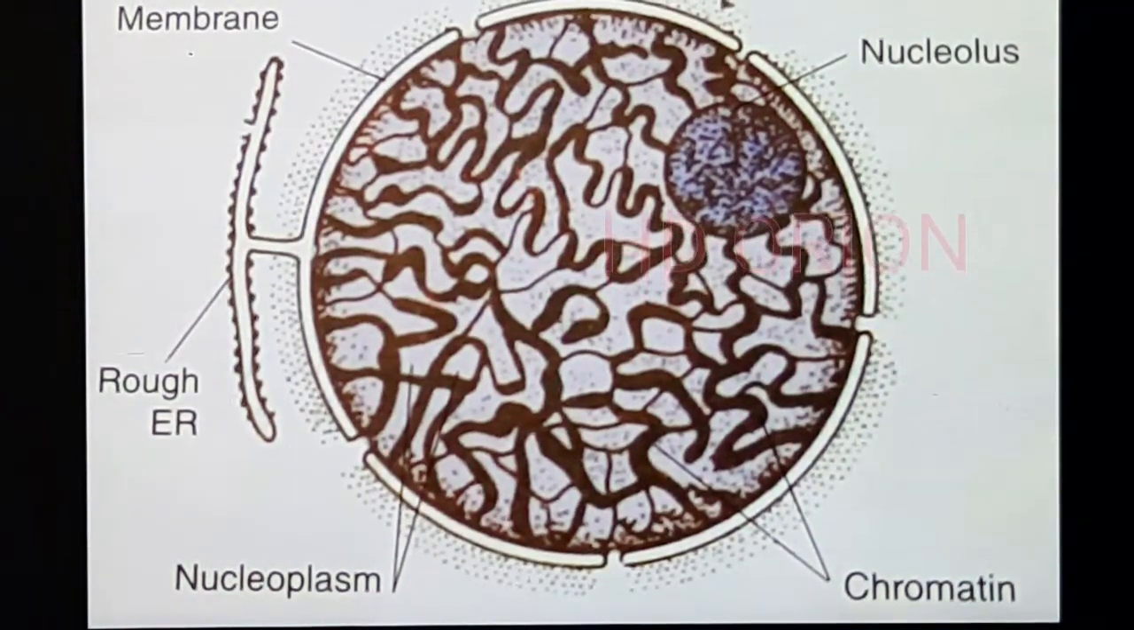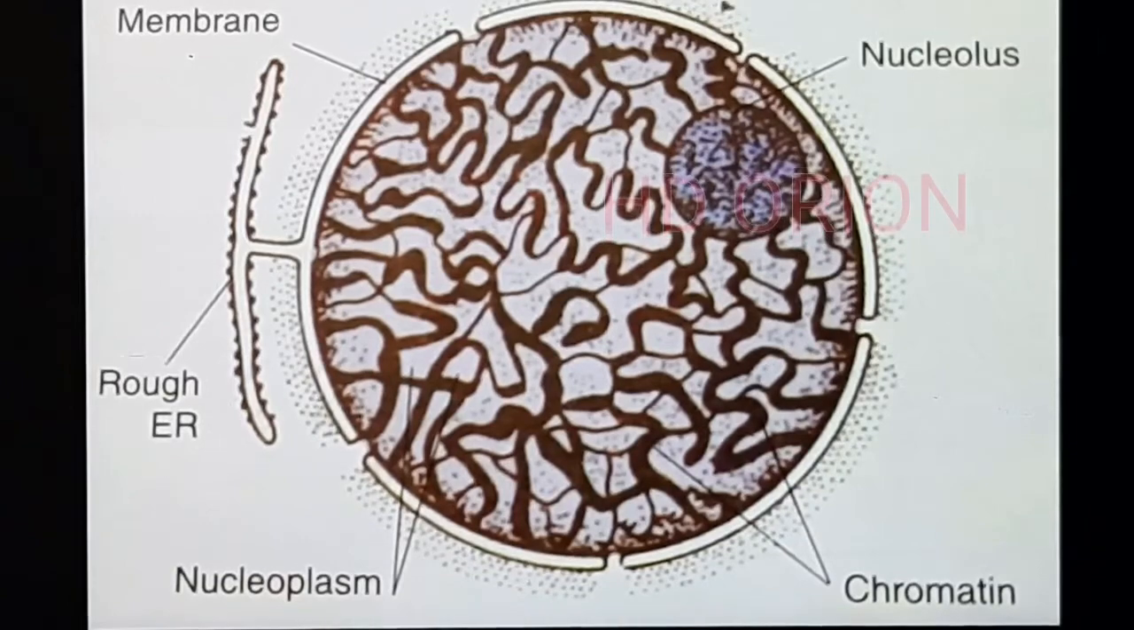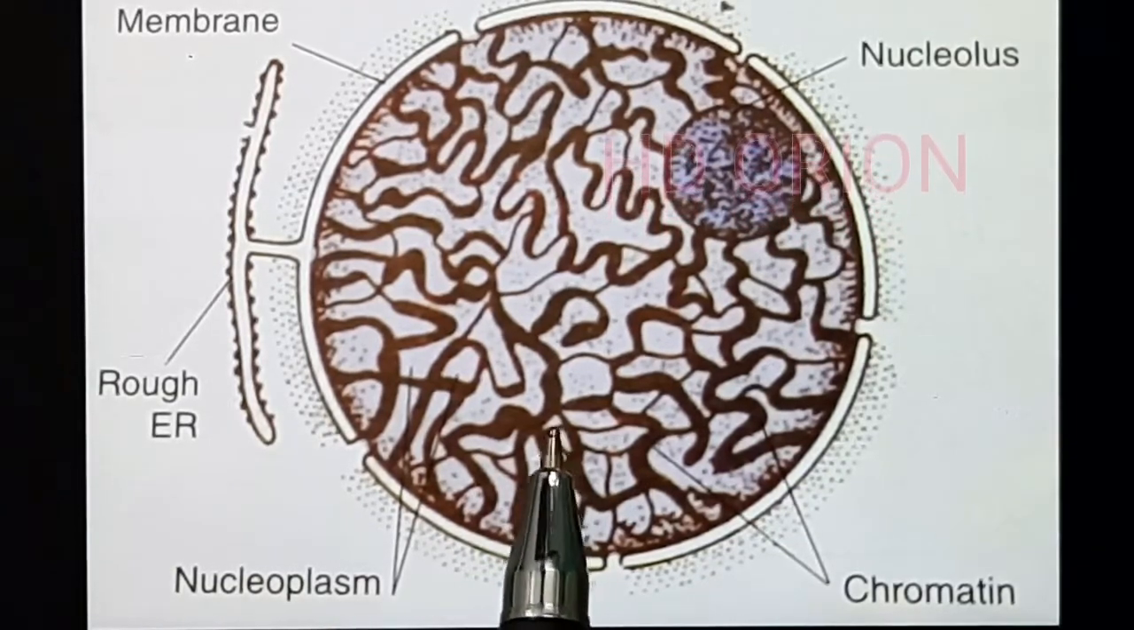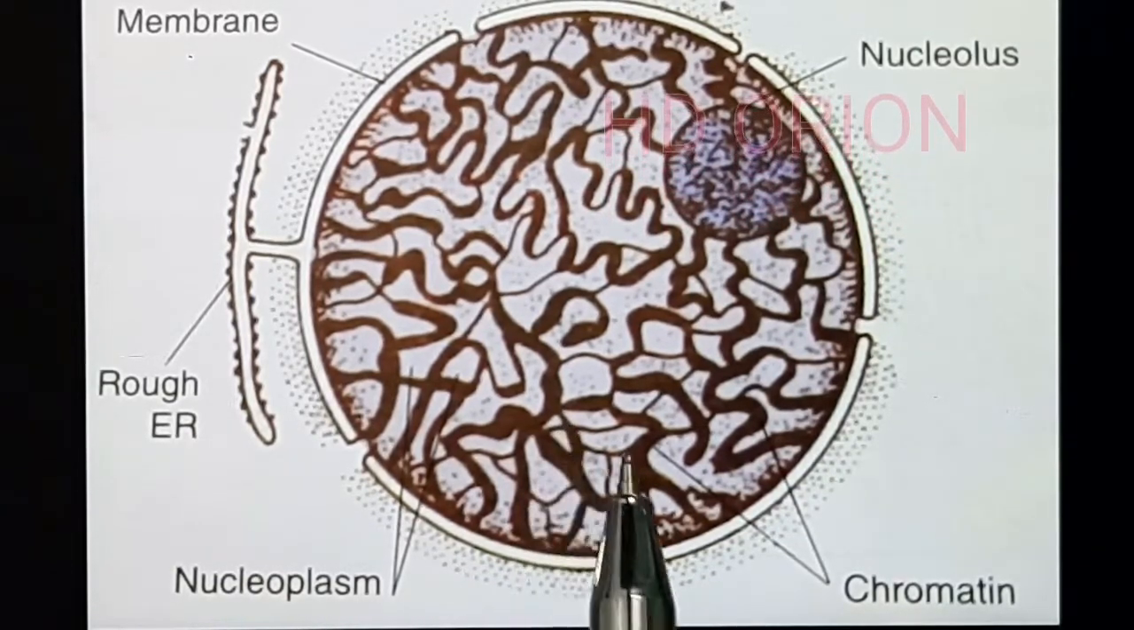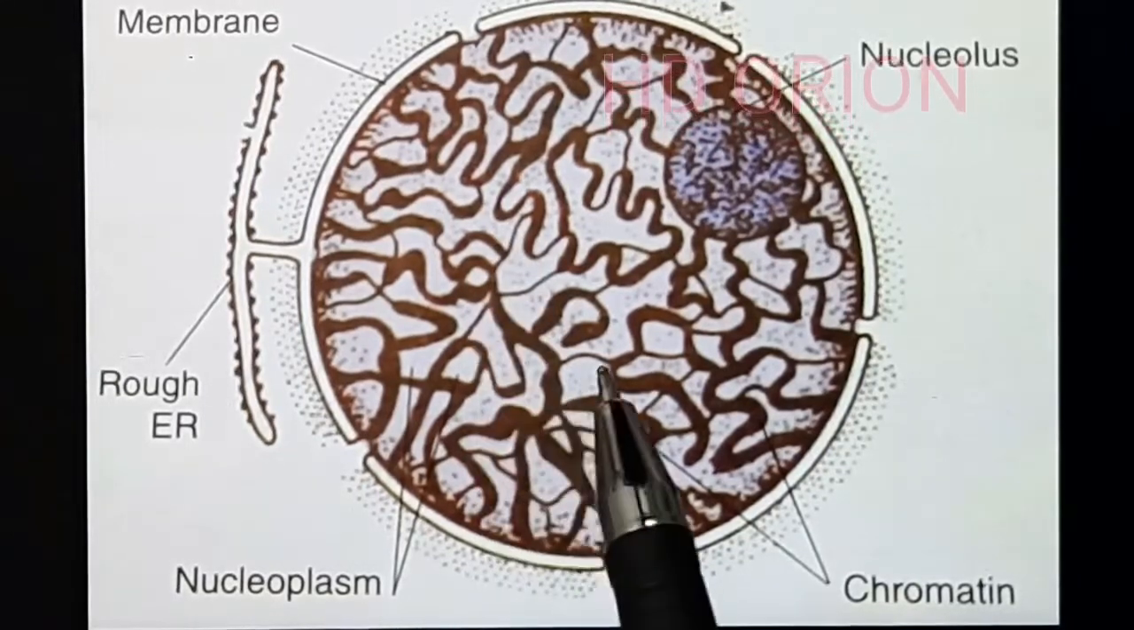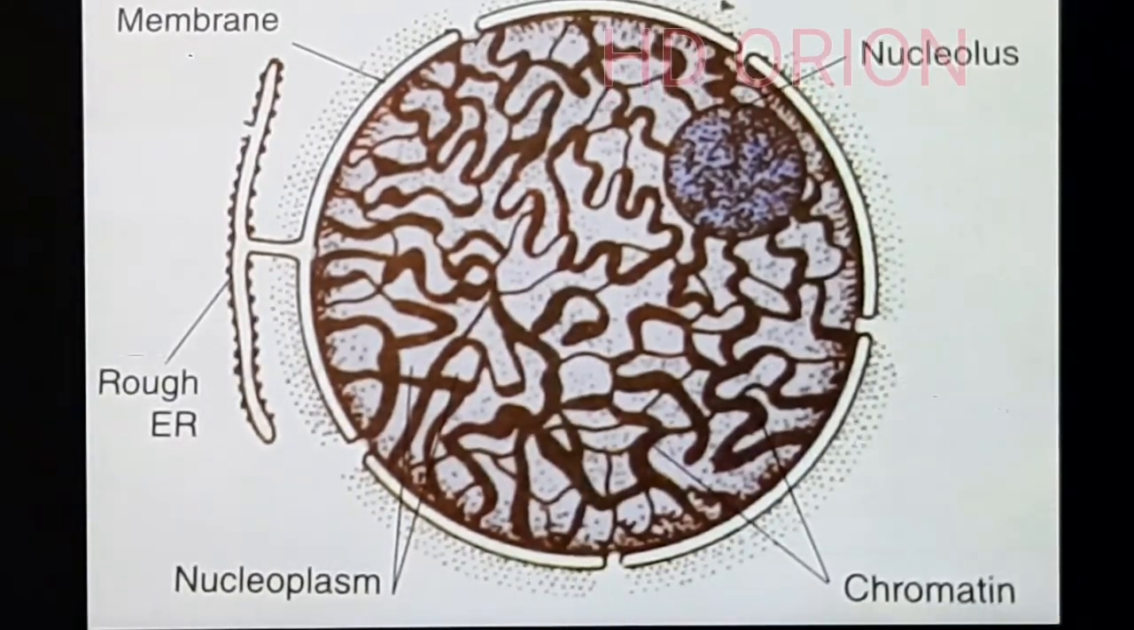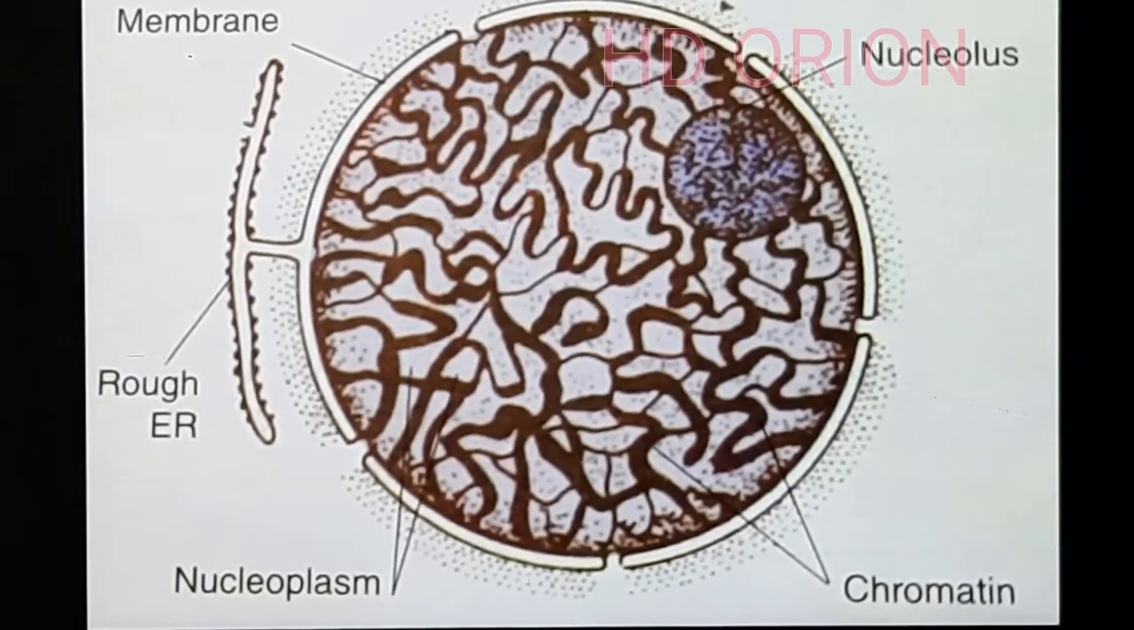When we see a cell under the compound microscope, the nucleus is visible. This is the figure of a nucleus, and we can see the chromatin fibers in the stained cell. In the beginning of cell division, the chromatin material gets condensed to form distinctive structures called chromosomes.